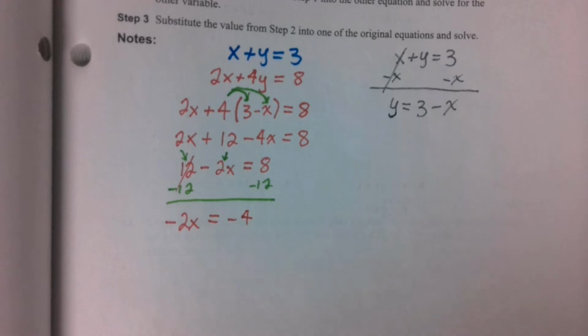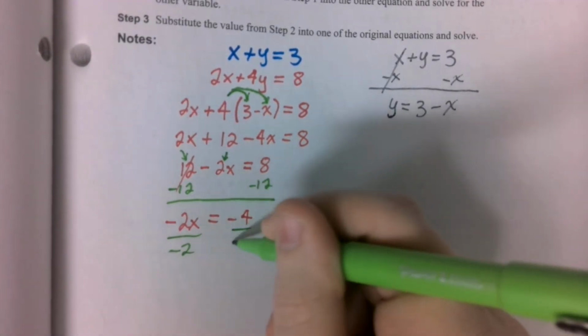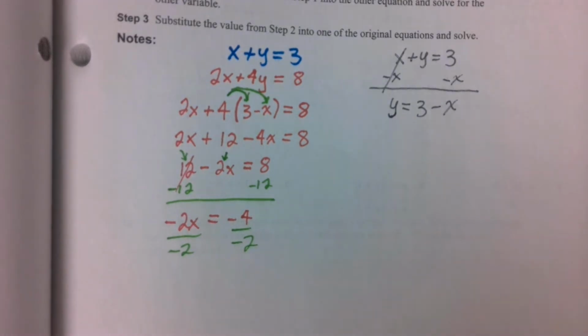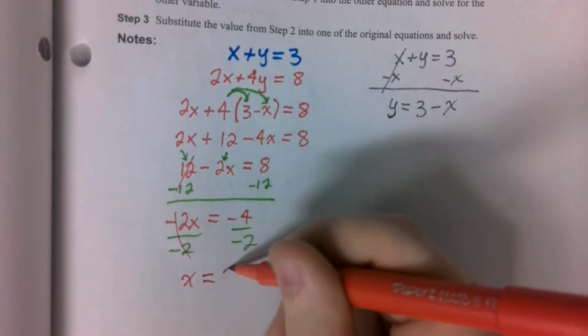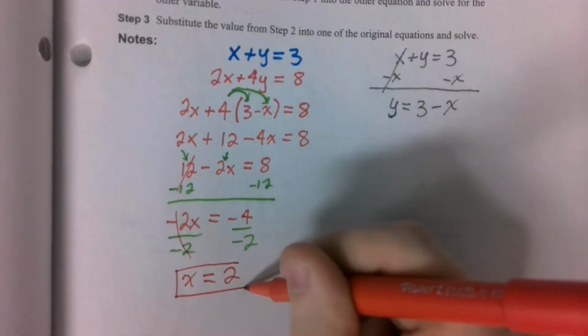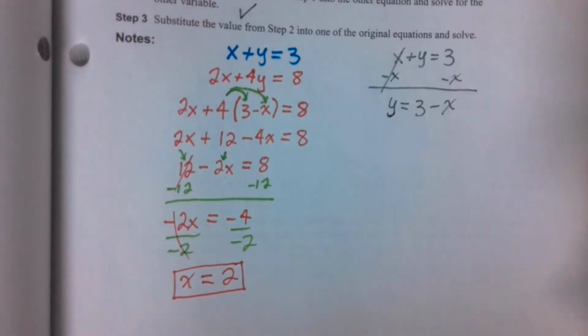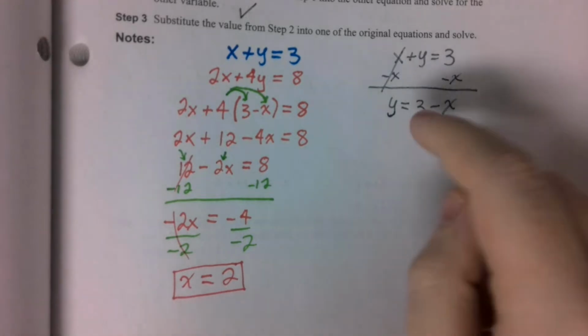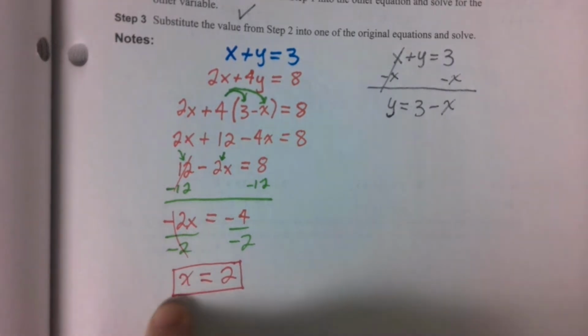Now how do we get x all by itself? Well, negative 2 is being multiplied to it, so to get rid of multiplication, we divide. The negative 2's cancel out, and we're left with x equals 2. So for this entire problem, x is going to equal 2. We're over halfway done. We've taken step 2, and we have finished it. We substituted in the expression into the other equation and solved for the missing variable.